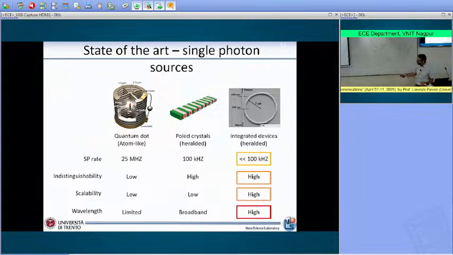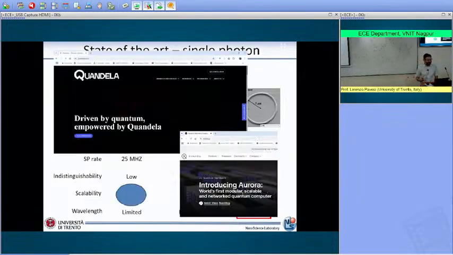So there are a few problems, but despite those, there are companies selling those single photon sources. This is a European company called Candela. Here you find the web link of the company. Those single photon sources can cost you around a few thousand euros. And people are using those sources.